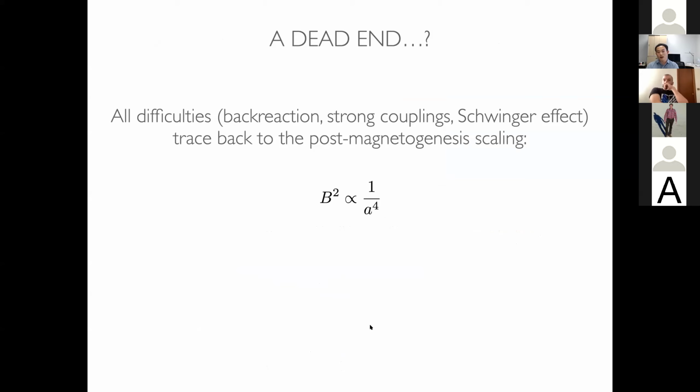When you think about why it's so difficult to create magnetic fields in the early universe, all these problems like the back reaction, strong coupling, and the Schwinger effect, it boils down to one thing, which is that the magnetic field, after it is produced, redshifts like a⁻⁴, because it's basically radiation. Because of this rather quick redshifting behavior, the magnetic fields quickly decay away. So in order to produce an observably large magnetic field in the present universe, you have to create a humongous amount of magnetic field in the earliest moments of our universe, which leads to all sorts of these issues.